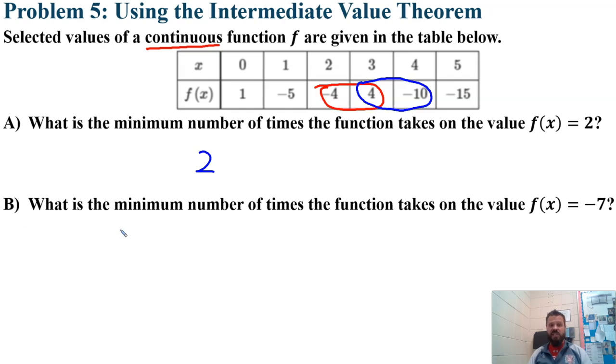Let's take a look at part B, same idea. What's the minimum number of times the function takes on the value f of x equals -7? Well, from 4 to -10, we have to pass -7. So that'd be one time. -10 to -15 could go back, but it doesn't necessarily have to. Same thing up here. That's why we'd have the one time it has to cross, based on the results of the intermediate value theorem.